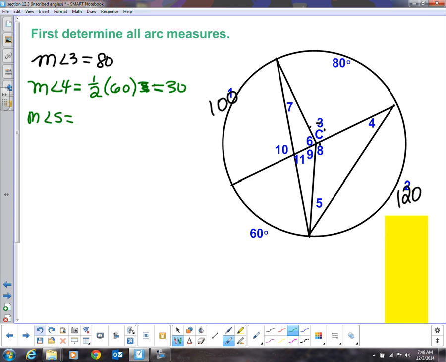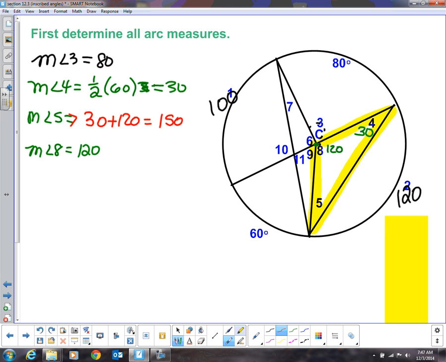All right, what about angle 5? Here's 5. We know 4 is 30. Let's look at 8. What's the measure of angle 8? The vertex is on the center. 120. So if 8 is 120 and 4 is 30, how am I going to get 5? Do you see a figure here? What kind of figure is that? A triangle. So how do we get the measure of 5? You're going to say 30 plus 120 is equal to 150, and then 180 minus 150 is 30. So this is going to be 30.